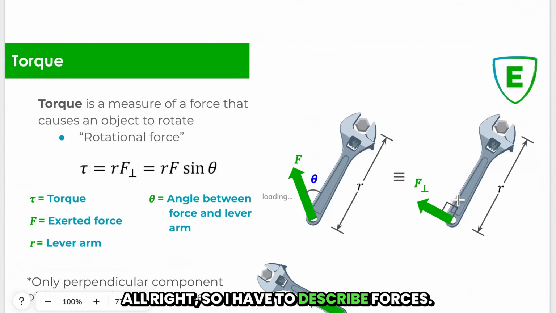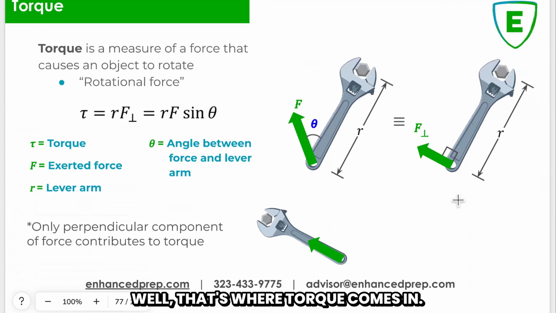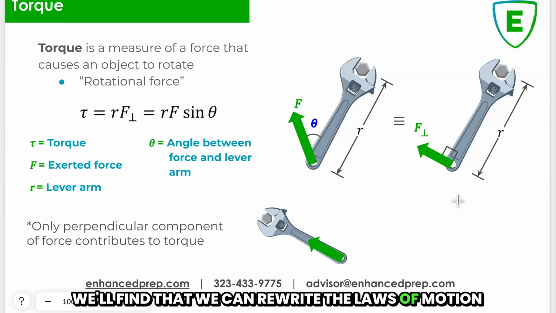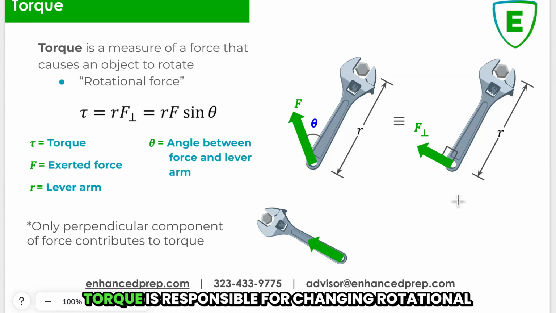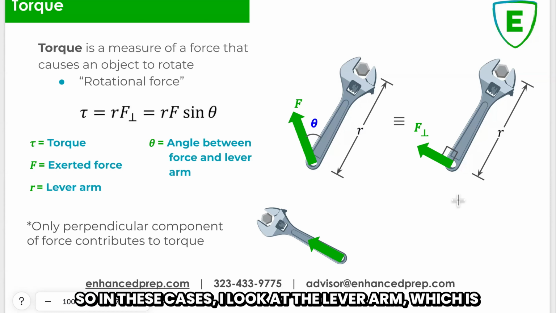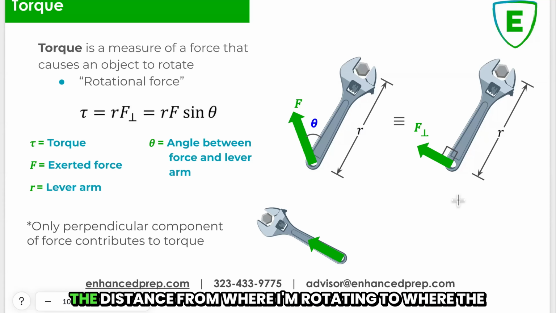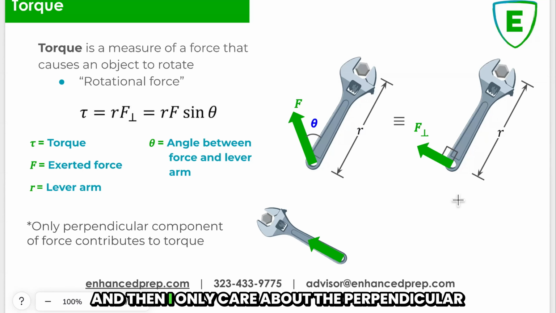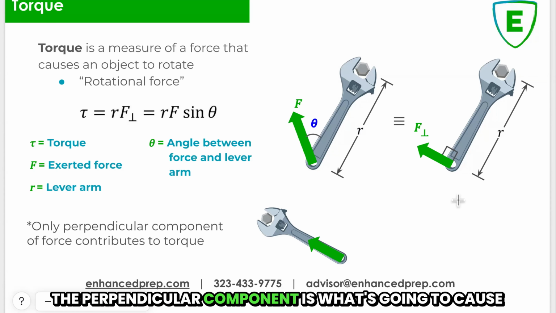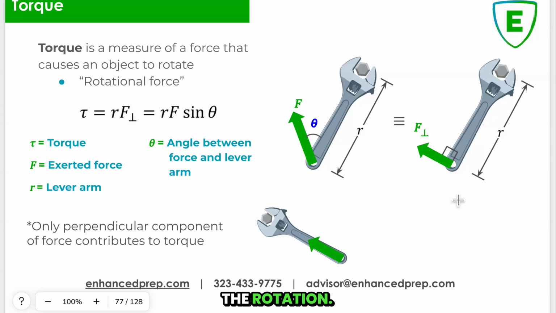All right, still have to describe forces. Well, that's where torque comes in. Torque is essentially just a rotational force. We'll find that we can rewrite the laws of motion for rotation. Torque is responsible for changing rotational motion. So in these cases, I look at the lever arm, which is the distance from where I'm rotating to where the force is applied. And then I only care about the perpendicular component of the force. Okay. The perpendicular component is what's going to cause the rotation.